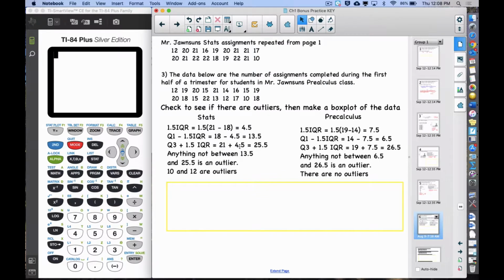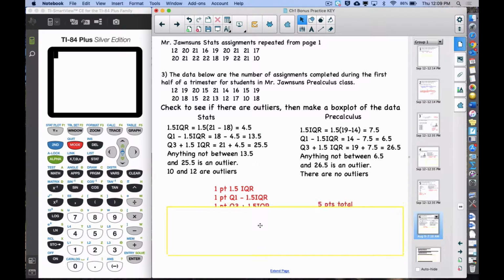So when it comes to points for these problems, you get 1 point for somewhere showing me what your 1.5 IQR is. You get another point for showing me what Q1 minus 1.5 IQR is, so I can see that value, and the same thing with Q3 plus 1.5 IQR. One of your points is for just explaining to me in a sentence what those numbers give you about those two values. That's the one that people miss a lot. And then 1 point is for identifying the correct outliers or writing that there are no outliers.